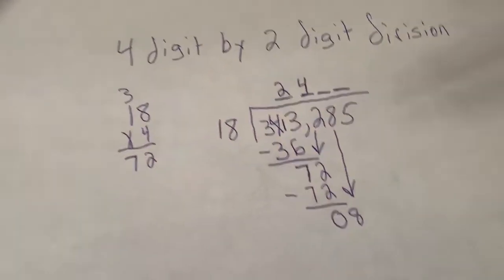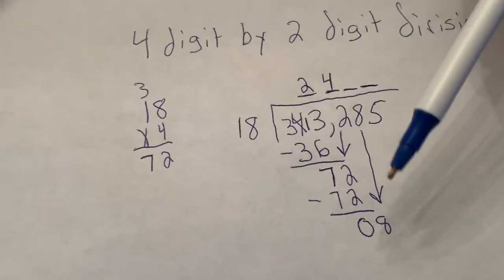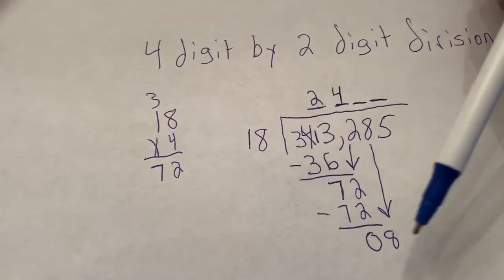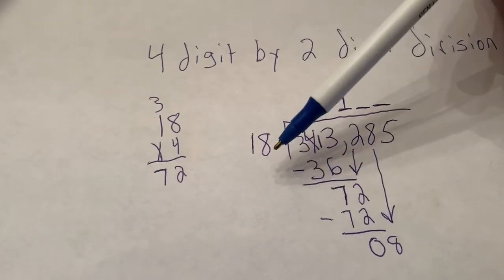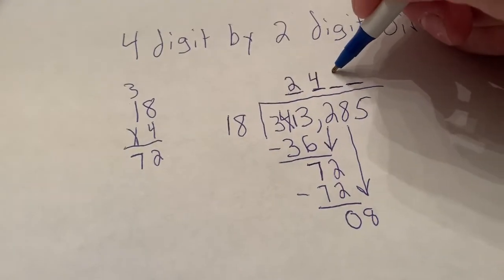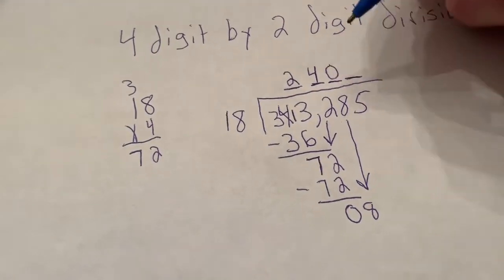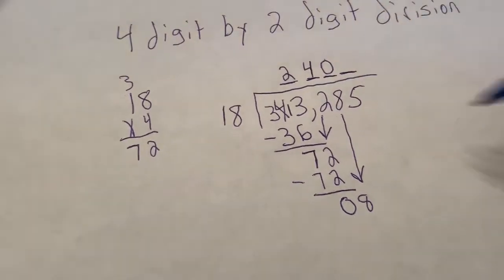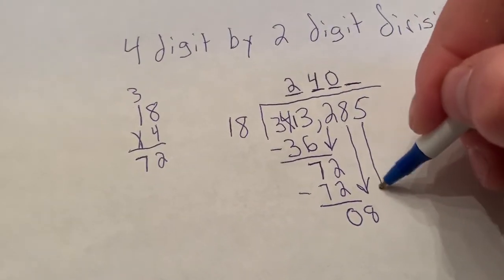Now, this is where it can get a little tricky, right? After you bring it down, you're back to dividing. Can you get any 18s out of 8? No, you cannot. So you put a 0 up here. Now, you could subtract the 0 down here, but work smarter, not harder. So just bring down the 5.